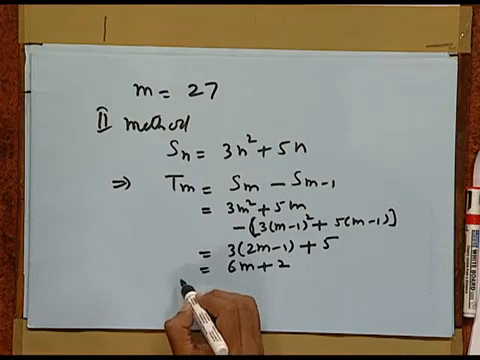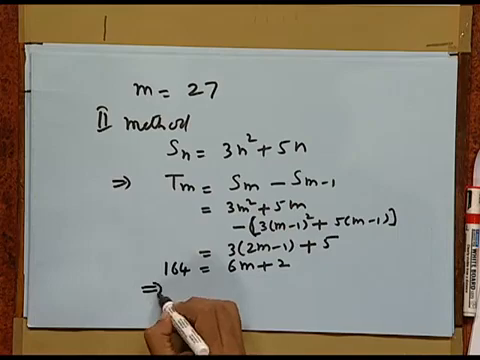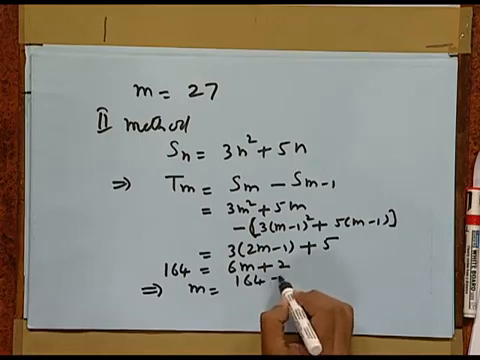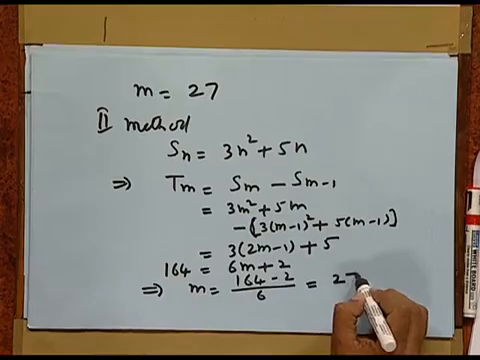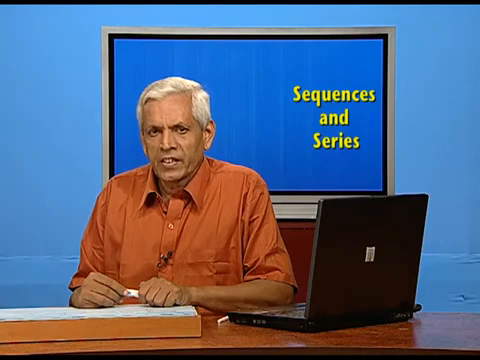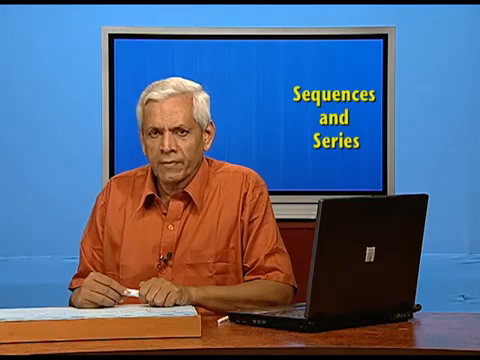But Tm was 164. This implies m is equal to (164 minus 2) upon 6, that is 27. Thus, we have seen there are two methods to attack problems in which the nth term is given as a function of n. Our next problem contains another concept, namely arithmetic mean, or in short AM.